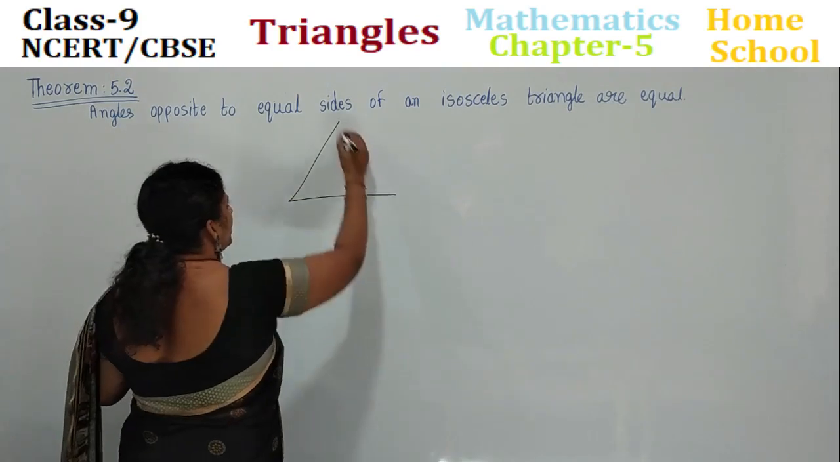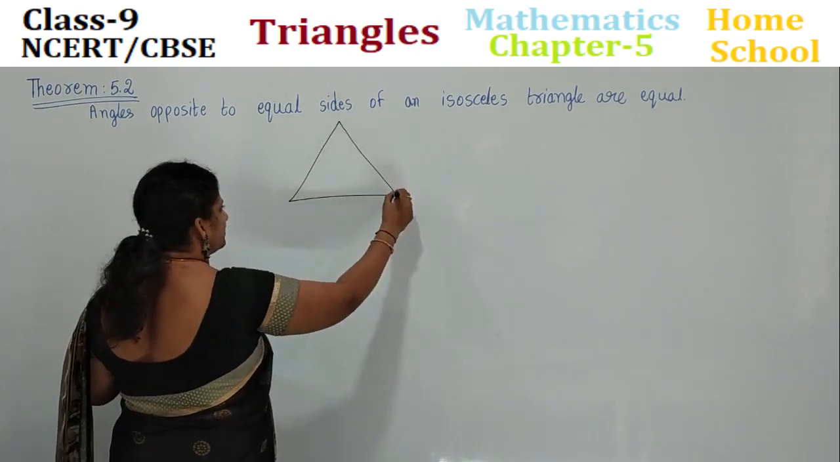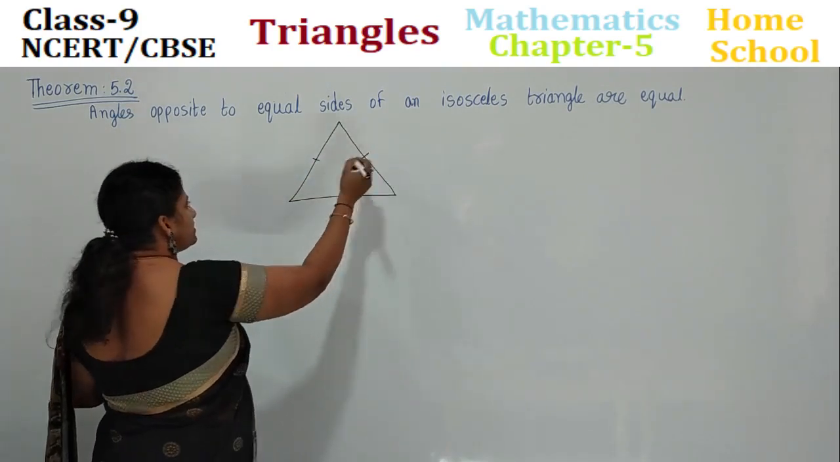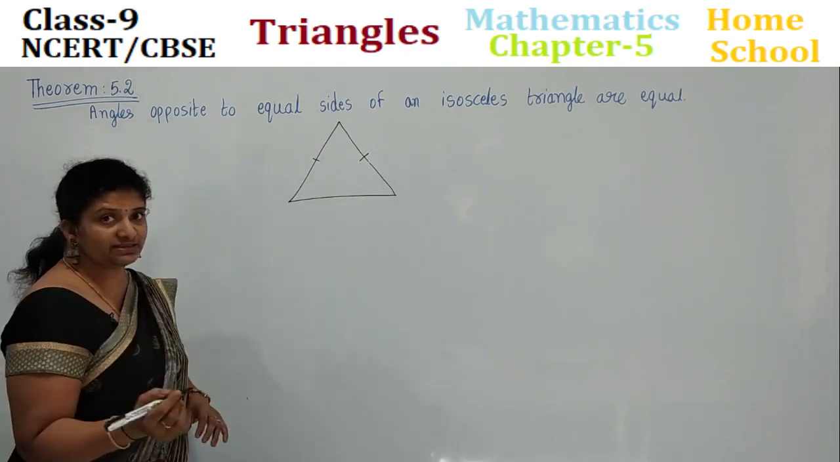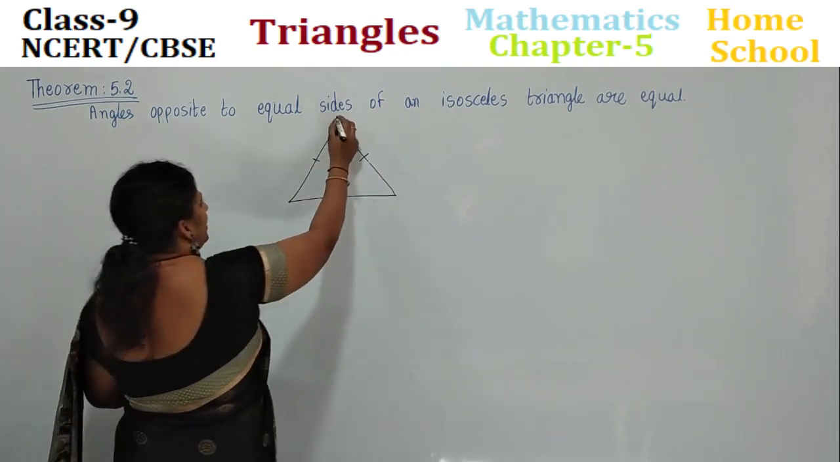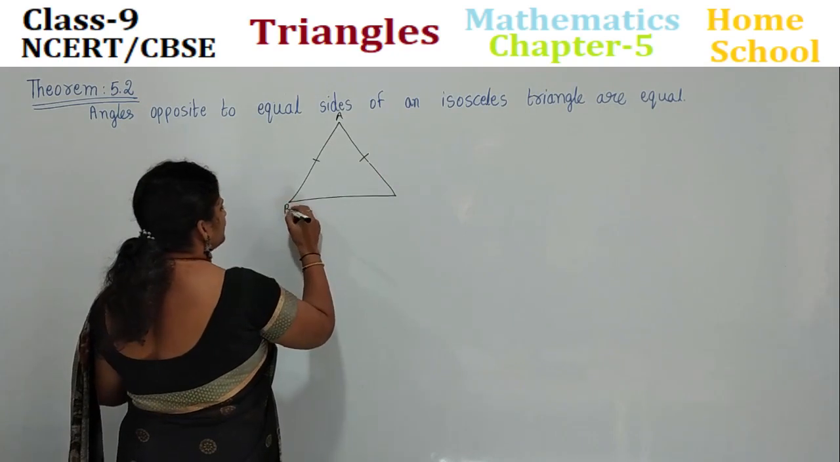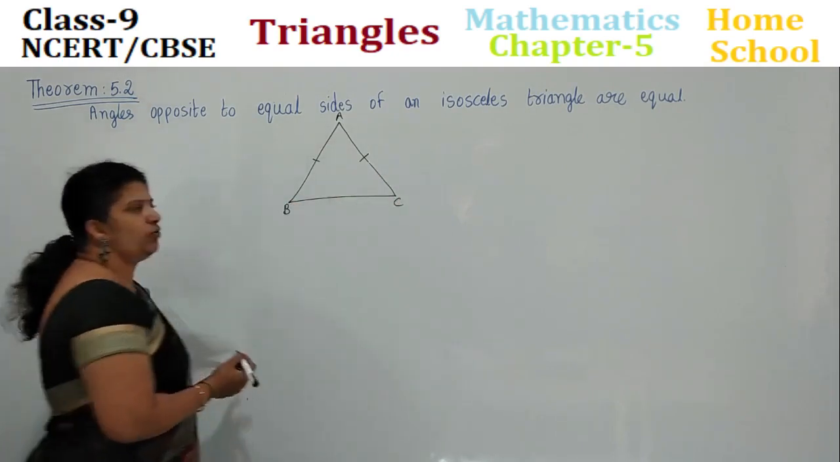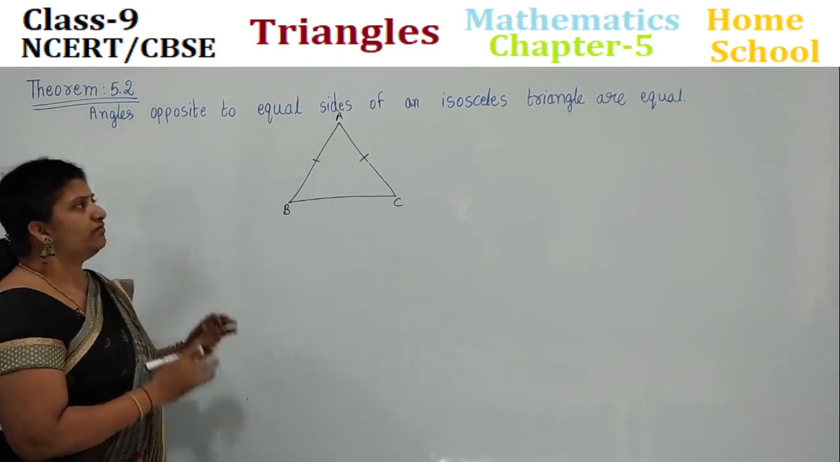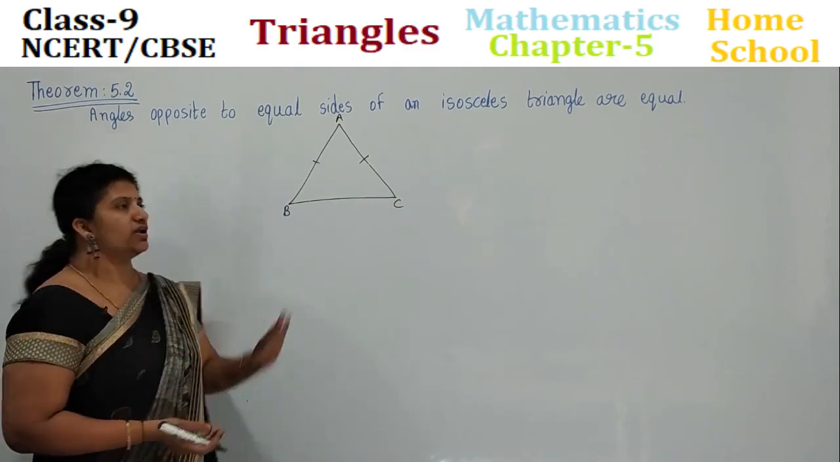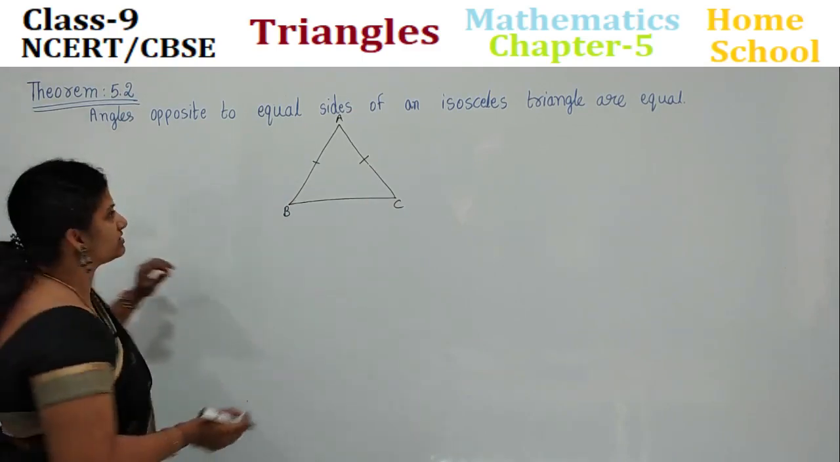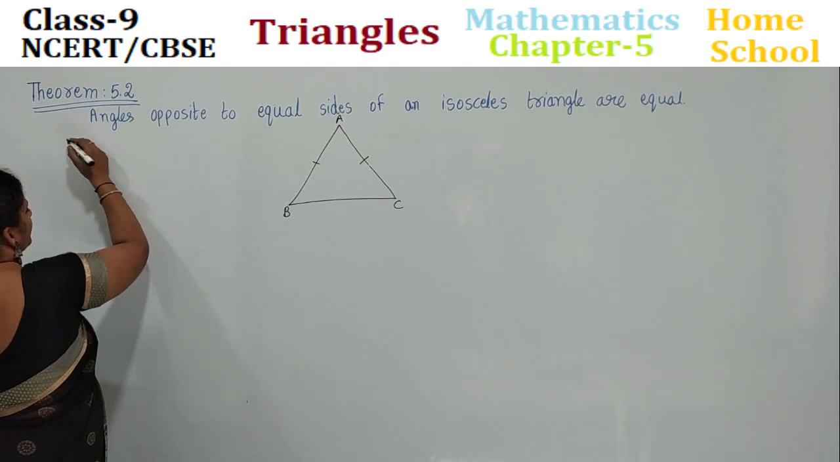Let us draw an isosceles triangle. What is an isosceles triangle? Two sides are equal. A, B, C. How can we prove this theorem? This can be proved in many ways. One of the methods, we are going to prove this. Let us start the theorem.